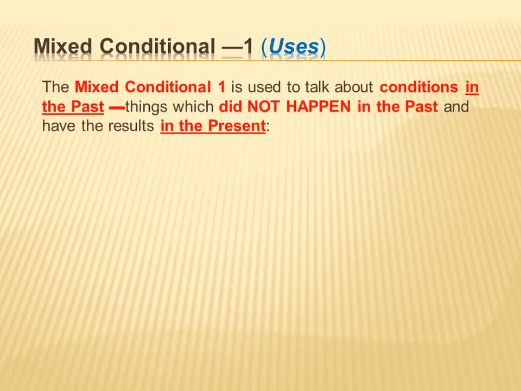Dear everyone, this is the definition of how to use mixed conditional one. The mixed conditional one is used to talk about conditions in the past, things which did not happen in the past, and which have a result in the present day. It means that we use it to talk about a condition or something in the past, but that thing that we talk about did not happen in the past, and we have the result in the present day.